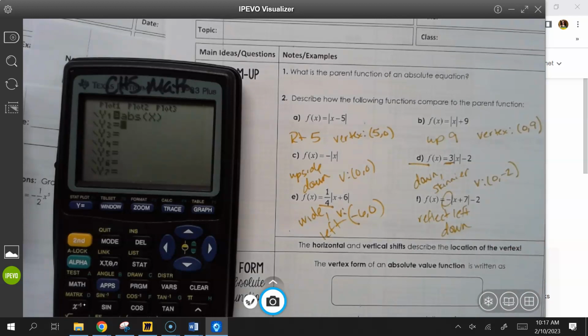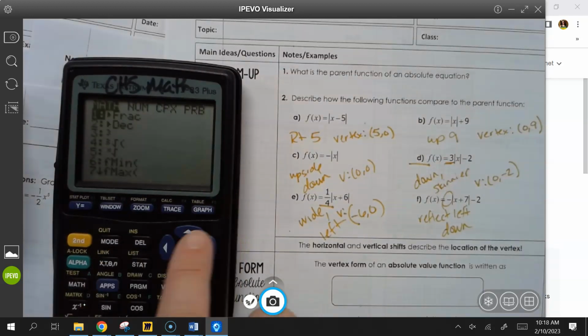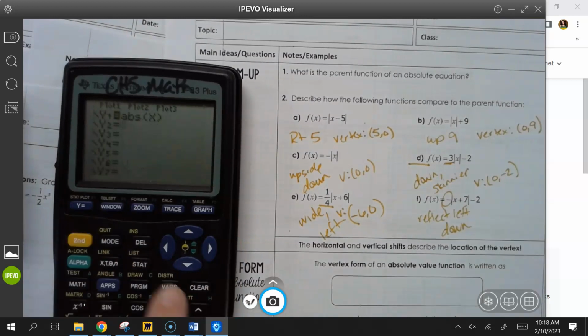Did I go left, down, and reflect? We'll go there. What do you think that new vertex is? How many do you think I went left? 7. So -7. What do you think the y part is? Negative.